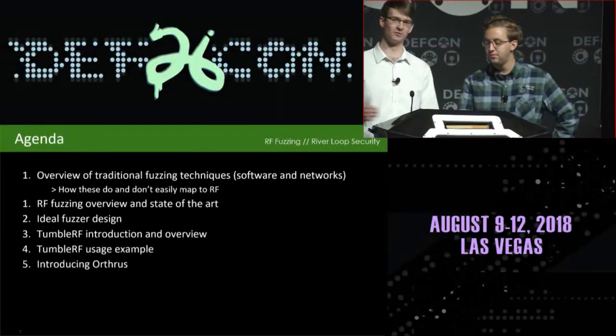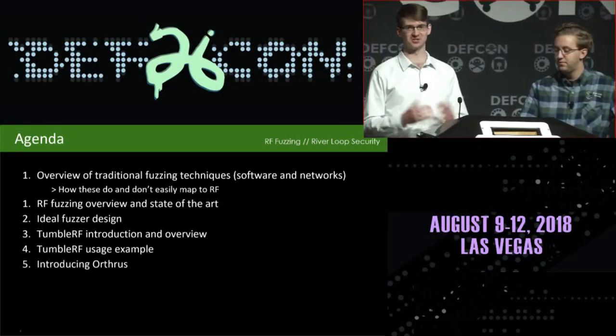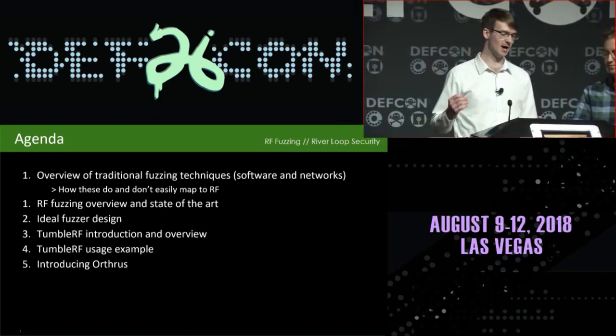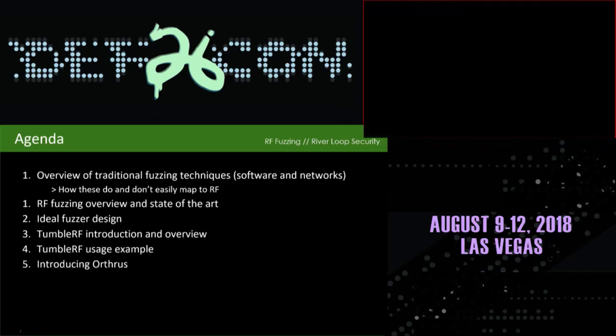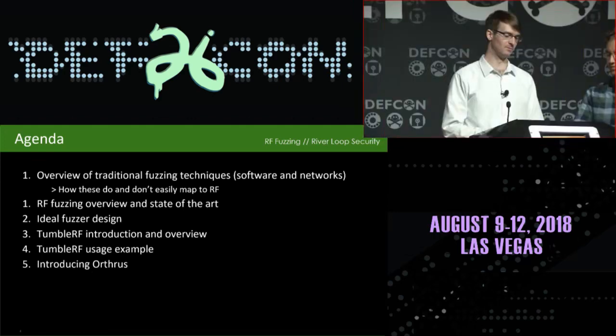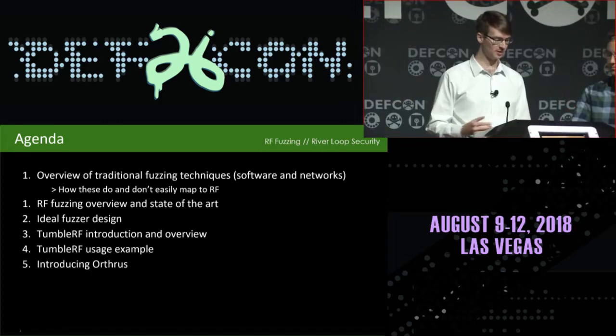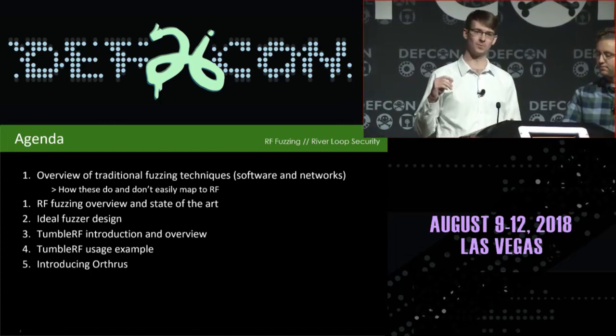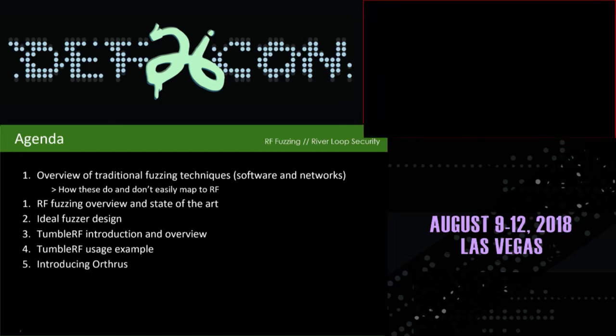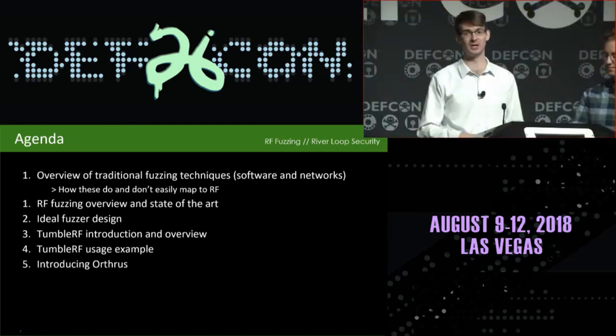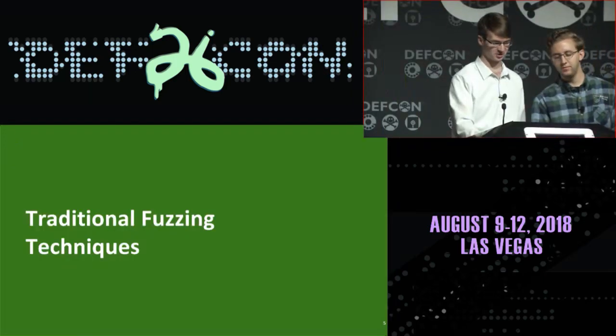Cool. So we're going to kick off with an overview of traditional fuzzing, fuzzing as I think most of us know it. We're also going to comment on how those don't easily map to RF and the motivations behind writing the tool TumbleRF, which we'll talk about later on. We'll talk about some of the design principles that went into it, and then finally we'll come back to that example we showed, show the significance of it, and then we're going to wrap up with ruminations on hardware and where we want to go with this research to enable fuzzing arbitrary wireless protocols.